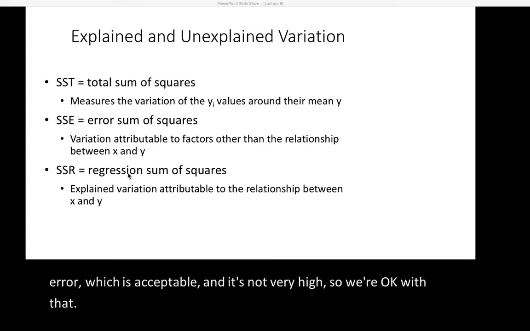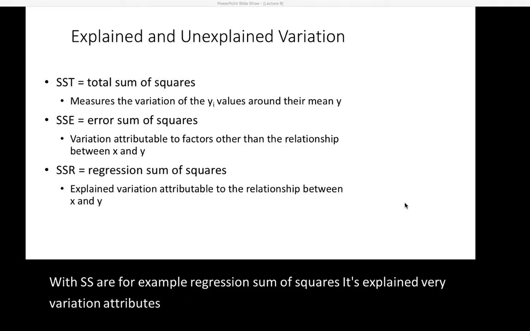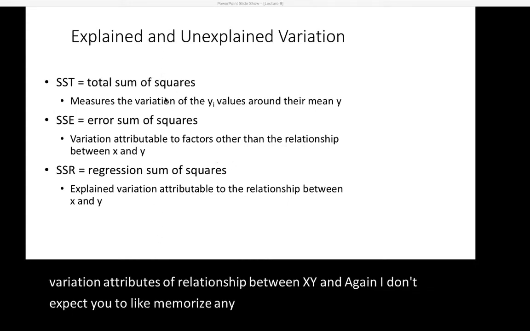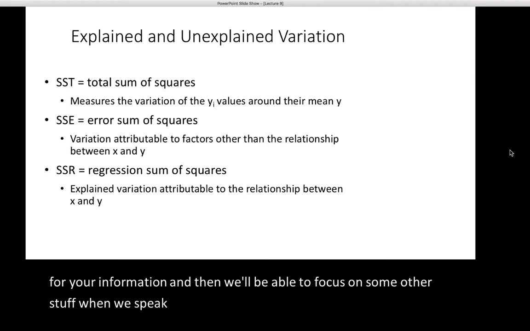With SSR, for example, regression sum of squares, it's explained variation attributable to the relationship between x and y. And again, I don't expect you to memorize any of this stuff. I'm just giving this to you for your information, and then we'll be able to focus on some other stuff when we speak about it again more.